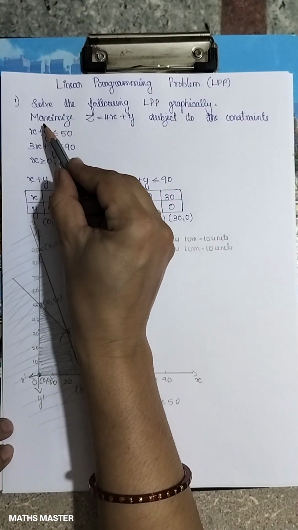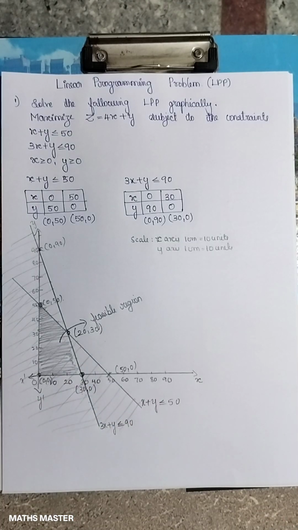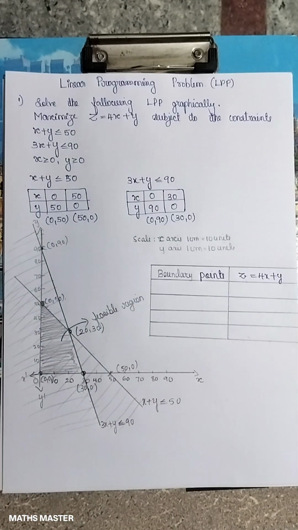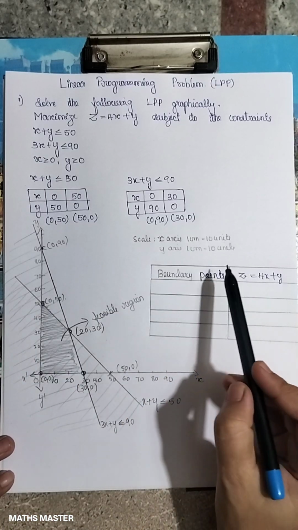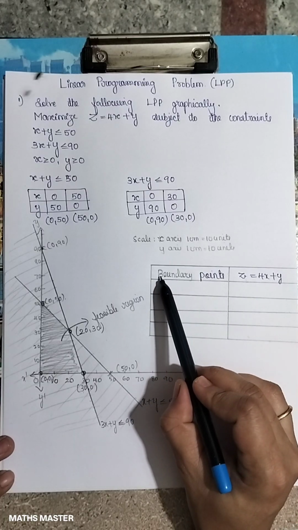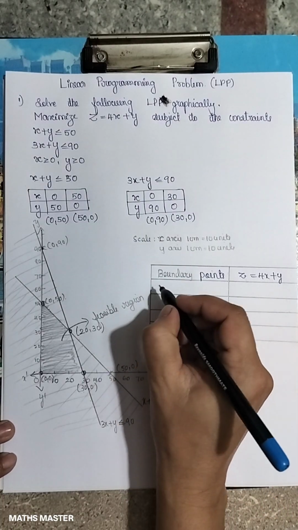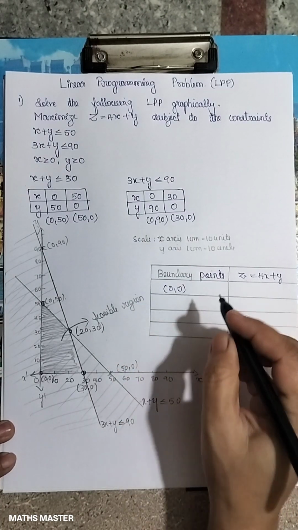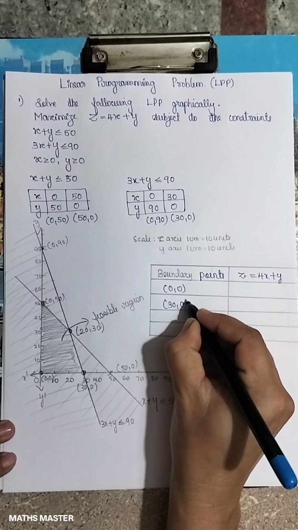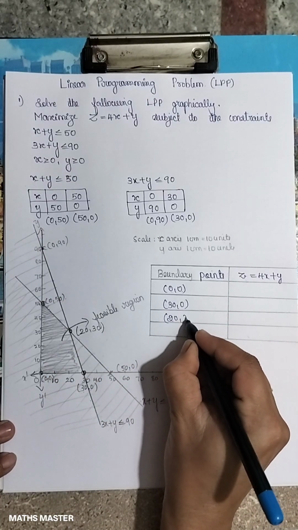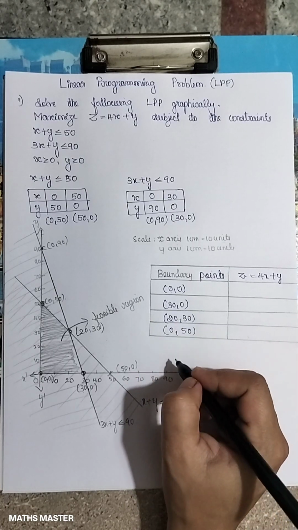Now we have to maximize and minimize, nothing but the maximum value we have to find. Let us check. Since there are 4 boundary points, we have to consider 5 rows and 2 columns. The first row will have the boundary points, and the corresponding z value in the second column. First boundary point is 0 comma 0, nothing but x is 0, y is 0. Second one 30 comma 0. Third one 20 comma 30. Fourth one 0 comma 50. So I've considered all the boundary points.